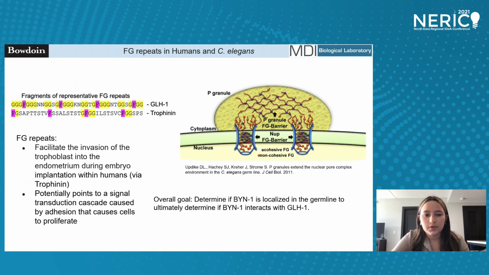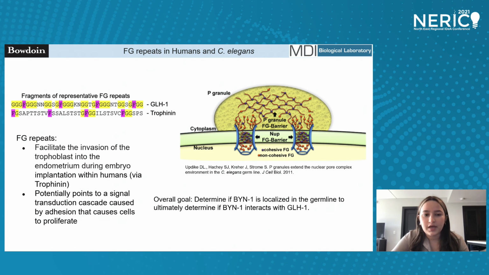In humans, a protein called trophinin contains an extremely long FG repeat domain, which is involved in embryo implantation. What we know is that trophinin interacts with another protein called tastin indirectly through an intermediary protein called bystin. Bystin has a homologue within C. elegans called BIN1, whose function is unknown.